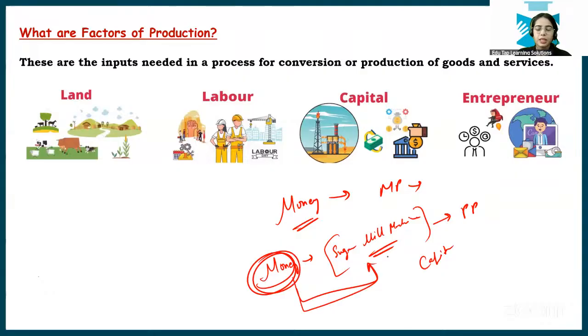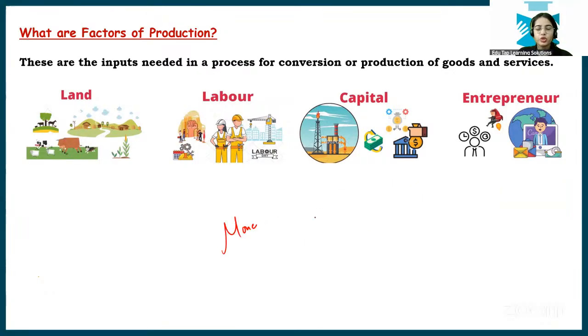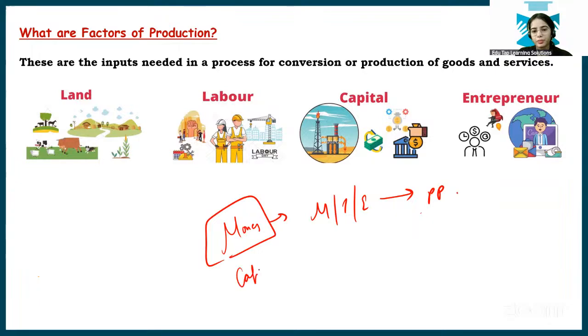This money is capital that is used in the production process to buy the machinery, tools, equipment. Okay, so remember that the money that is used to purchase the machinery, tools, equipments that are used in the production process is also capital. So the capital is the machinery, tools, equipment, or the money that is used to purchase the machinery and tools. So this is the idea about capital.